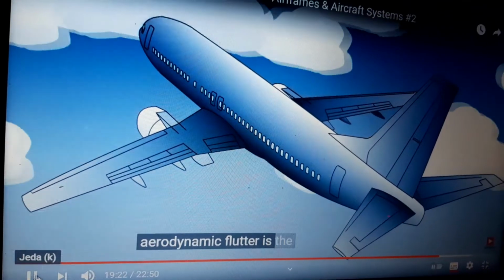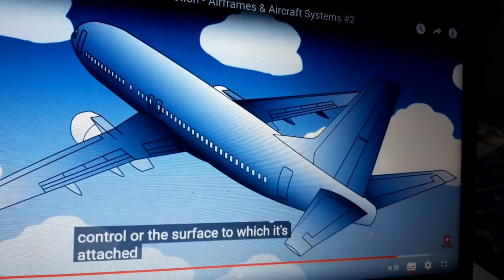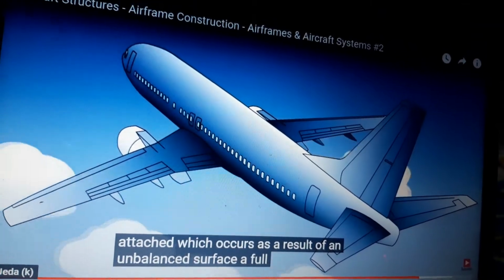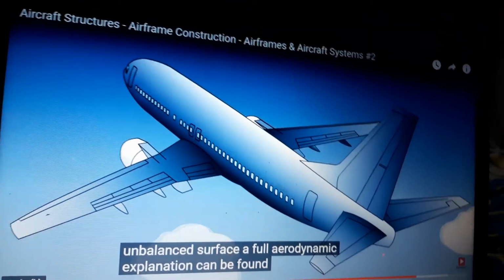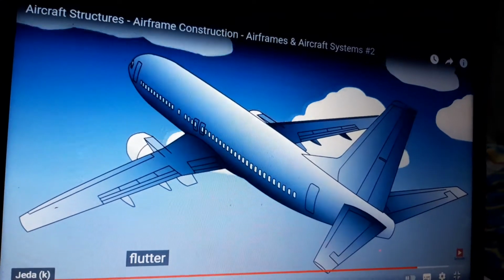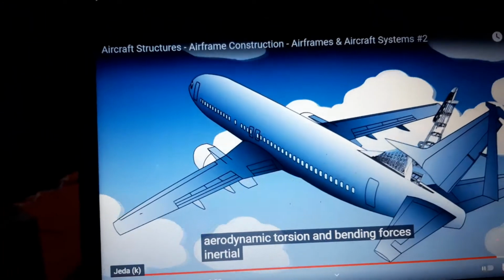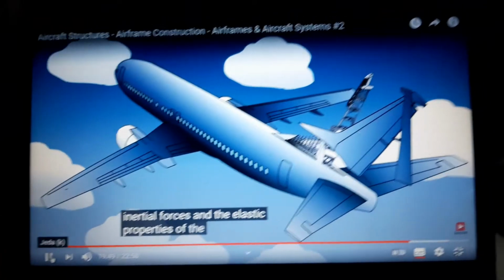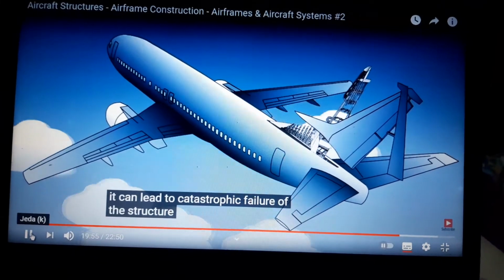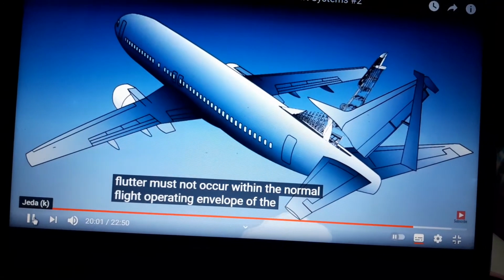Aerodynamic flutter is the rapid and uncontrolled oscillation of a flight control, or the surface to which it's attached, which occurs as a result of an unbalanced surface. A full aerodynamic explanation can be found in the Principles of Flight series of lessons. Flutter is caused by the interaction of aerodynamic torsion and bending forces, inertial forces, and the elastic properties of the surface or structure. It can lead to catastrophic failure of the structure. Flutter must not occur within the normal flight operating envelope of the aircraft.